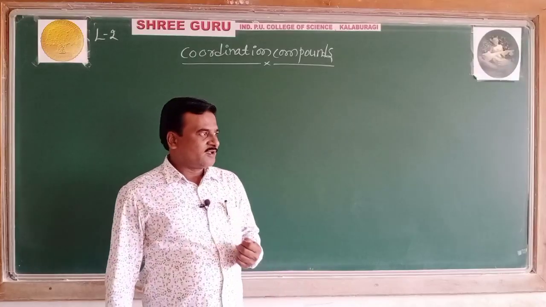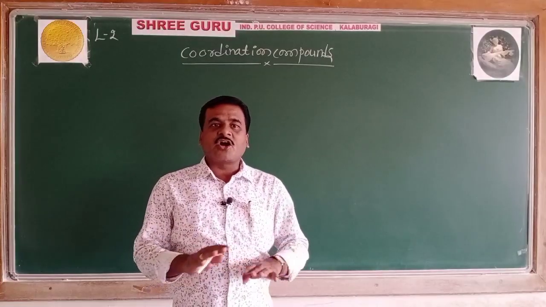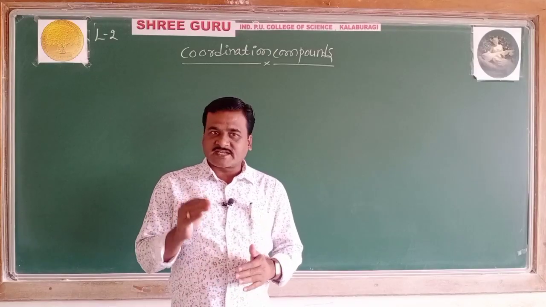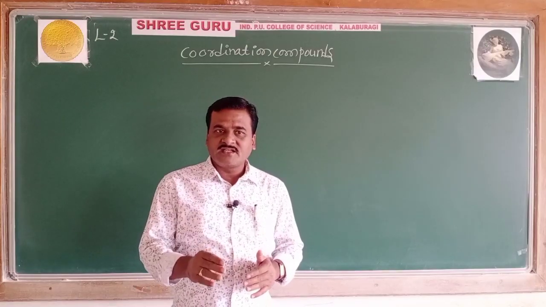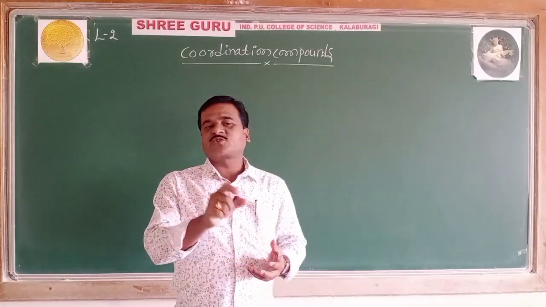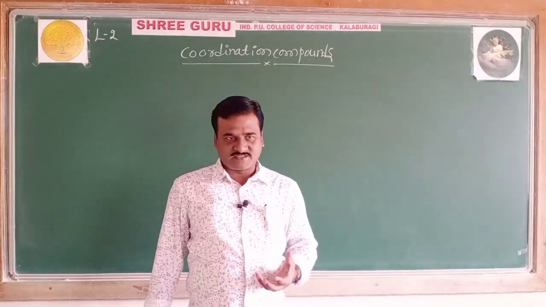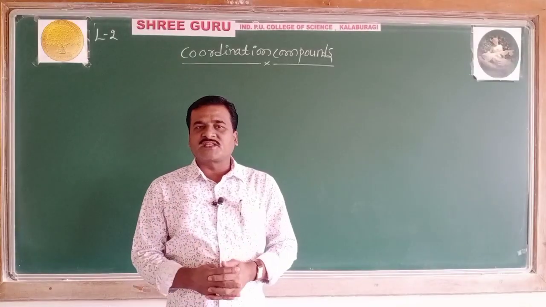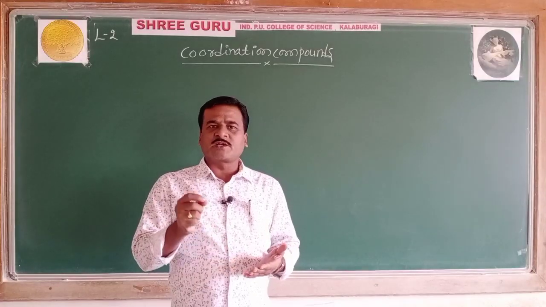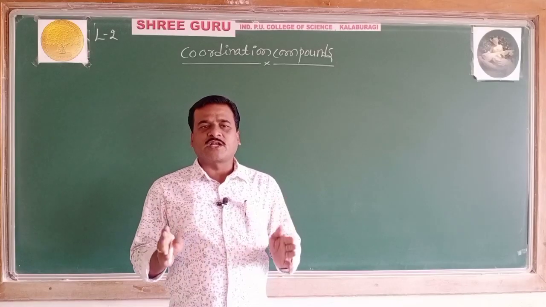Postulate number 4. What does postulate number 4 say? Primary valencies are non-directional, whereas the secondary valencies are directional. They are directed in space around the central metal atom so as to give a definite geometrical structure or shape to the complexes. Moving further, you can add: primary valencies are denoted by dotted lines, whereas the secondary valencies are denoted by solid lines.